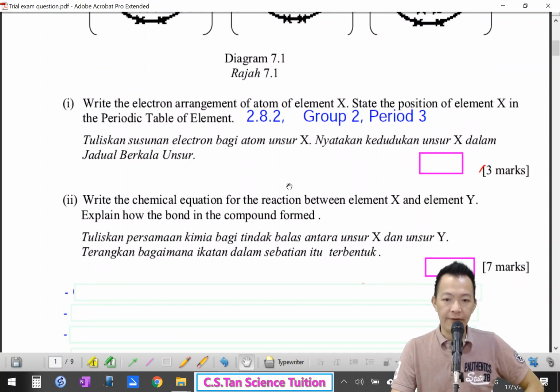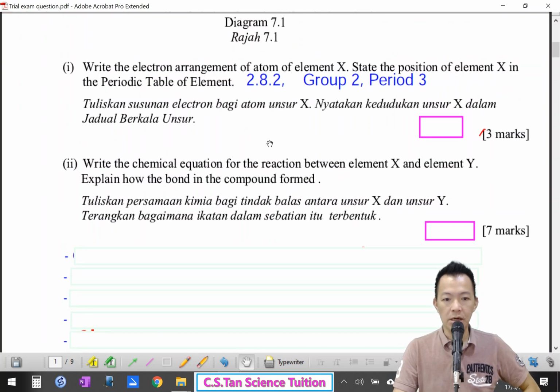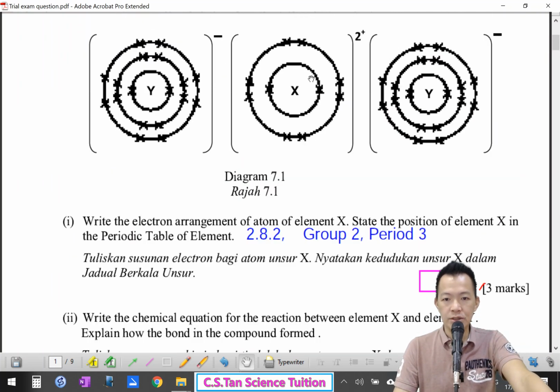Write the chemical equation for the reaction between X and Y. 写出化学反应 and explain how the bond in the compound forms. So where does the chemical bond come from? How do they form the compound? 它将形成 compound 呢。Okay, so X actually is what? 2.8.2 magnesium. And Y will be 2.8.7 before gaining the electrons. So this is chlorine. Magnesium and chlorine, how do they form the compound?